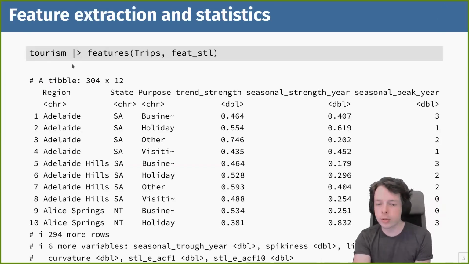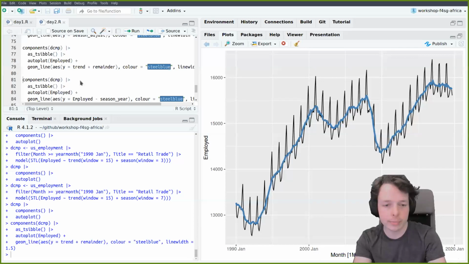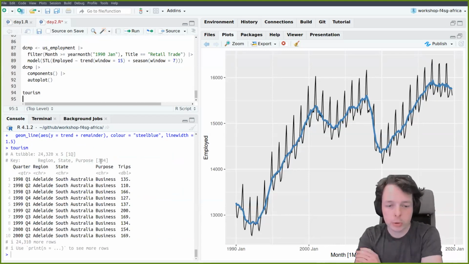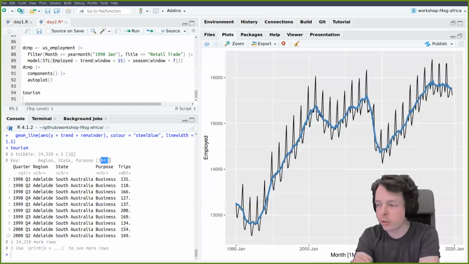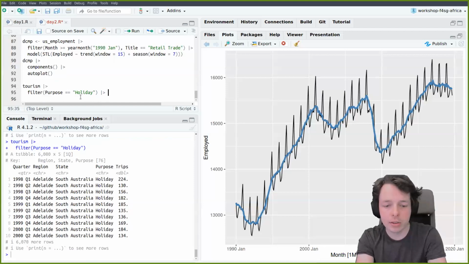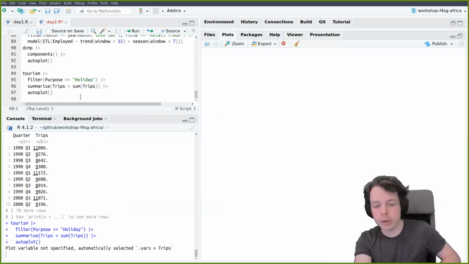So let's have a look at the tourism data set. We've seen this one already, and I'll switch back to R so that we can look at this interactively. Here we go. So remember, the tourism data set was quarterly, and we had 304 different time series. And on day 1, yesterday, in order to plot this, we first had to do some manipulation. We maybe filtered the purpose to be holiday, and that gave us 76 time series, so still too many to plot. So maybe we calculated the total number of holiday trips to Australia, and then we plotted it.